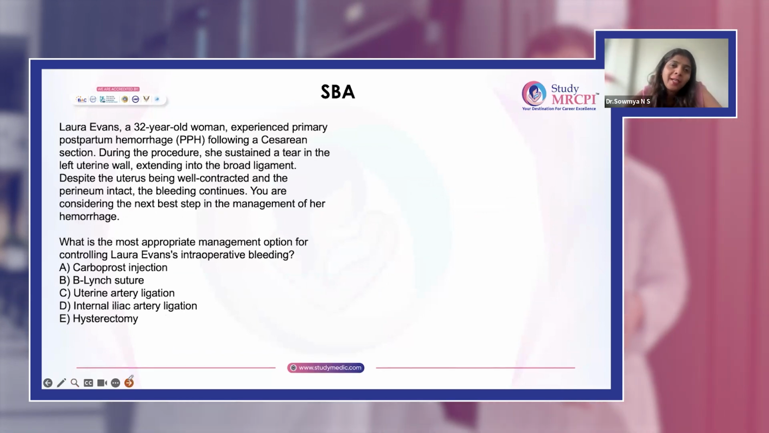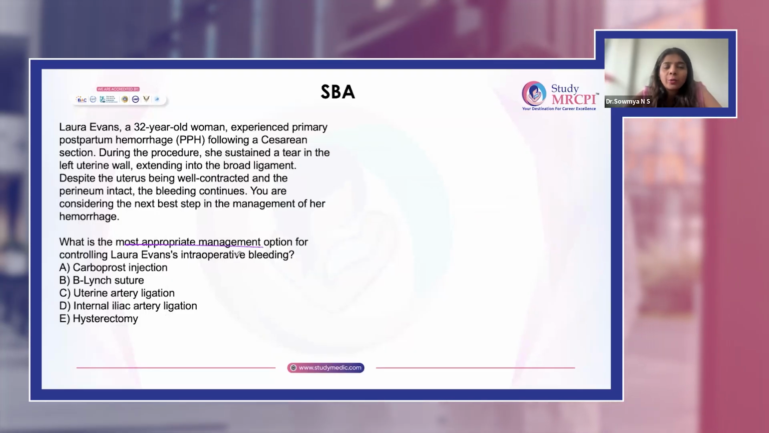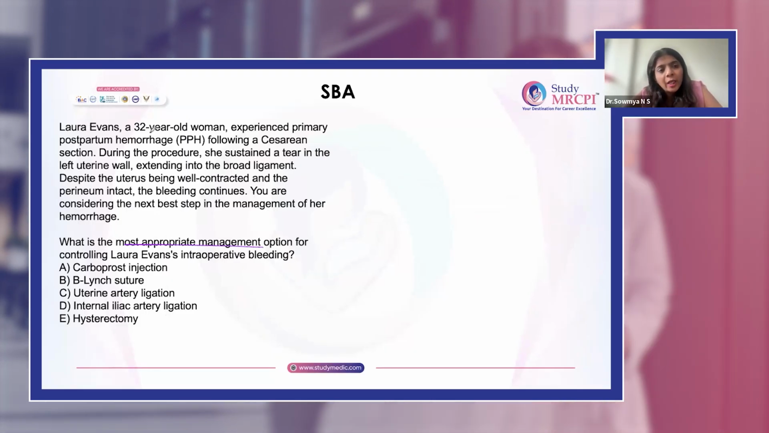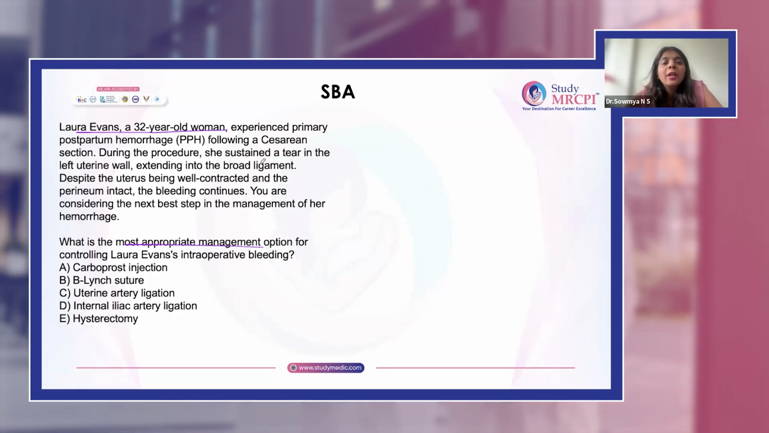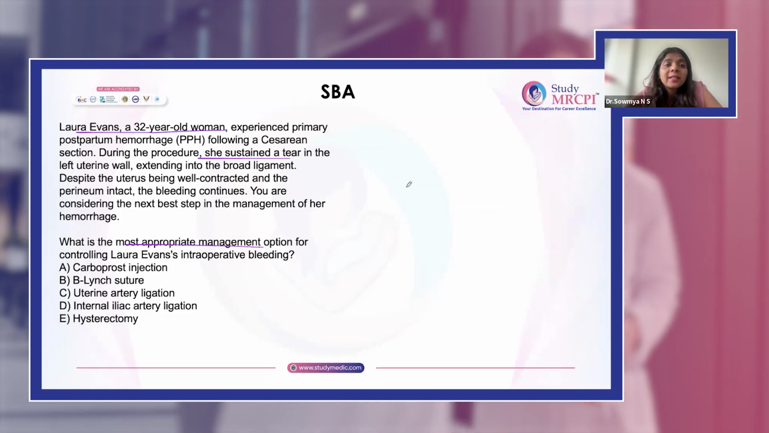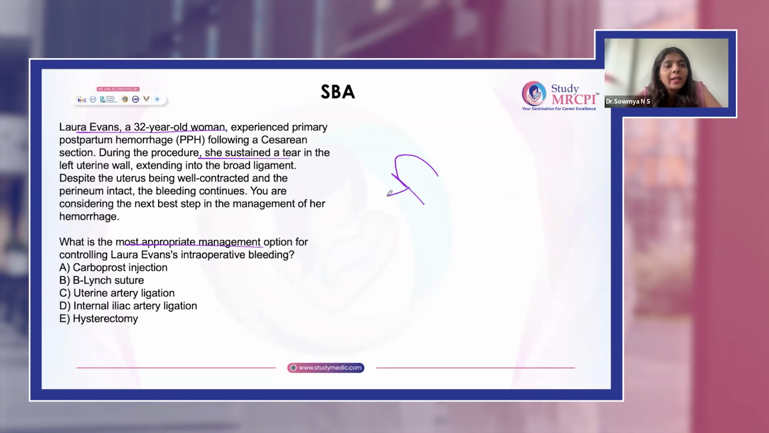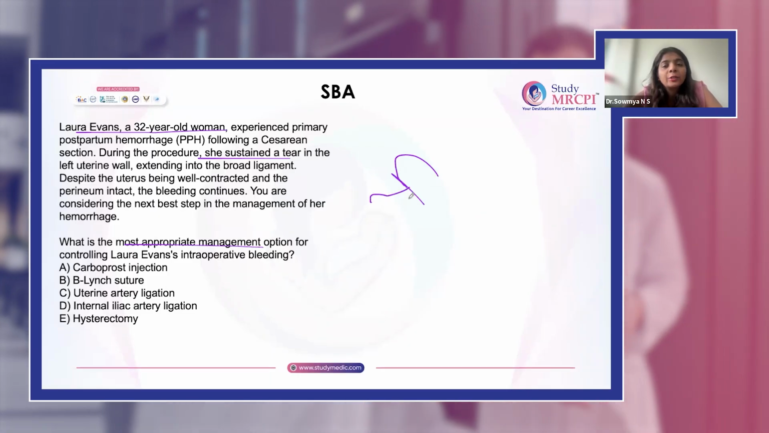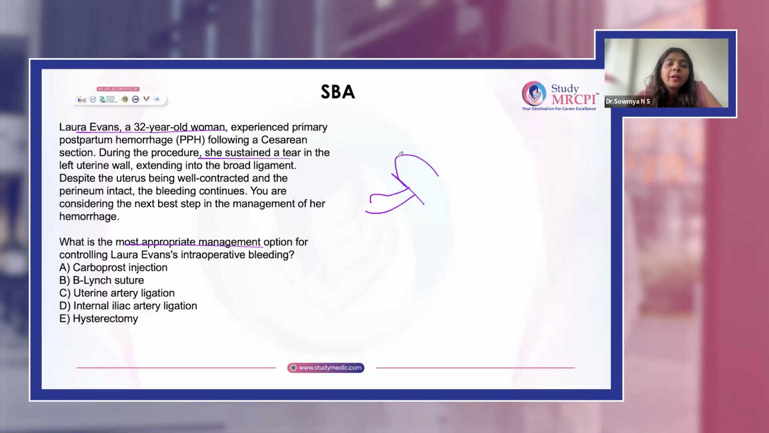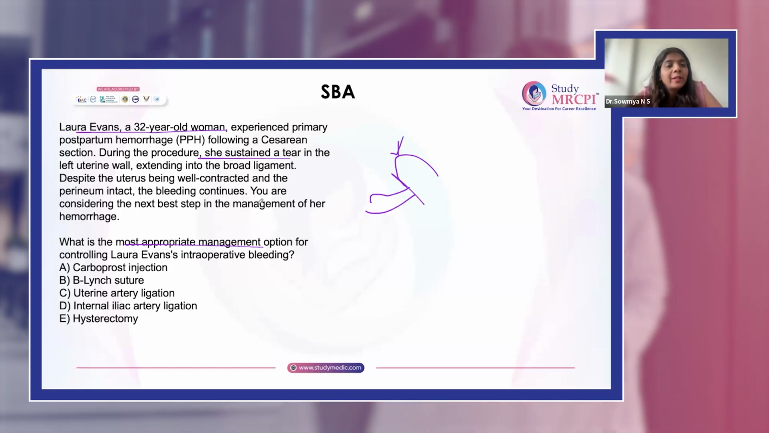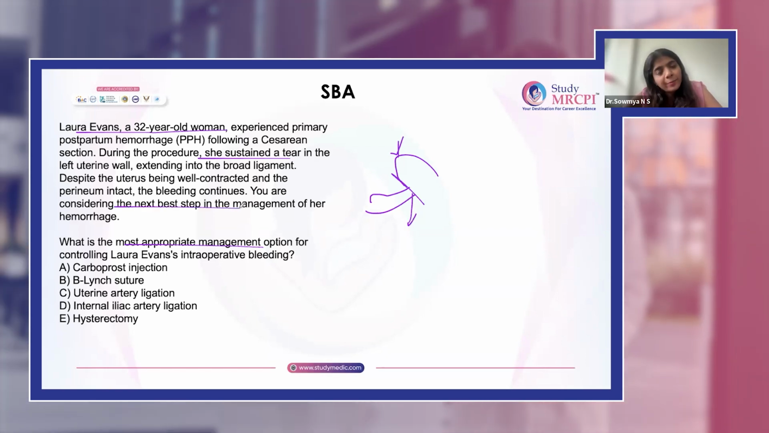Okay, this is a bit about the traumatic PPH. What is the most appropriate management option for controlling intraoperative bleeding? A 32-year-old woman experienced PPH following a cesarean section. During the procedure, she sustained a tear. So if this is the uterus, she has sustained a left uterine wall tear extending into the broad ligament. So I am looking at the broad ligament tear. Despite the uterus being well contracted and perineum intact, the bleeding keeps on happening. Okay, you are considering the next best step in the management.